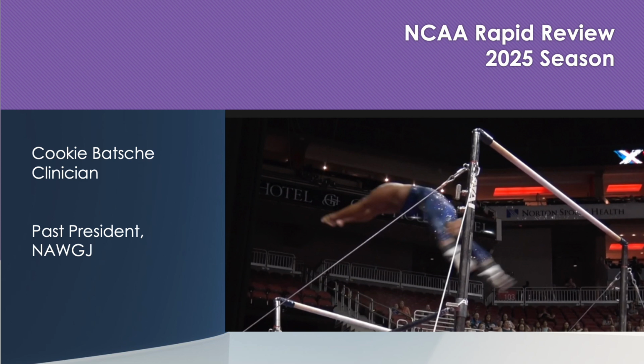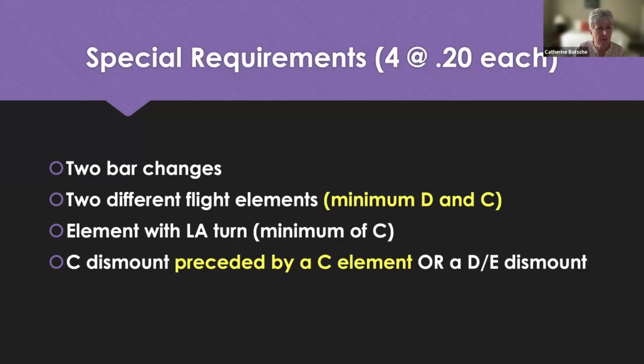Welcome to the Bars Rapid Review for the 2025 NCAA Collegiate Gymnastics season. There are 4 special requirements for bars. Each special requirement is worth 2/10. The 4 special requirements are: the gymnast must have 2 bar changes, 2 different flight elements, a minimum of a D and a C, and that's new this year, the D and the C.